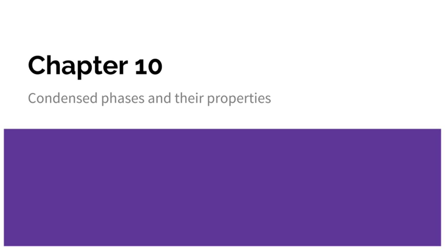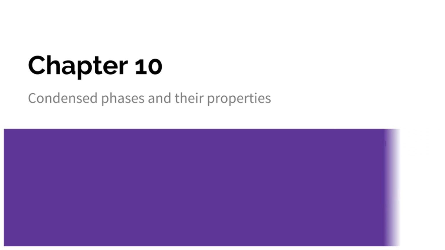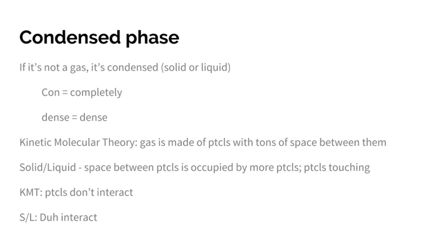Okay, we will be starting in our nice free online textbook with Chapter 10, talking about the condensed phases and their properties. That is to say, we'll be talking about solids and liquids. Now, if it's not a gas phase, then it's a condensed phase. Okay? So that's why we call them condensed phases. It's because they have been condensed. They've made more dense. They have come together.